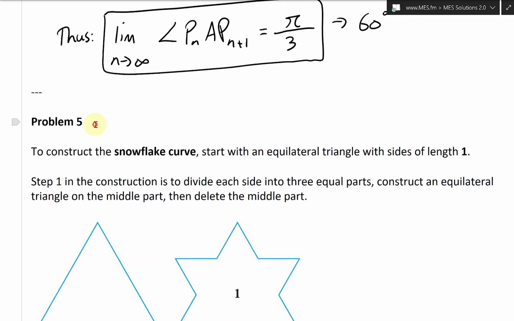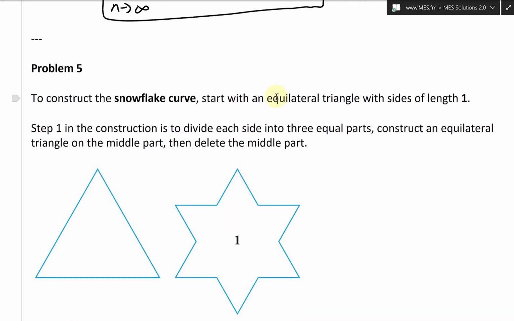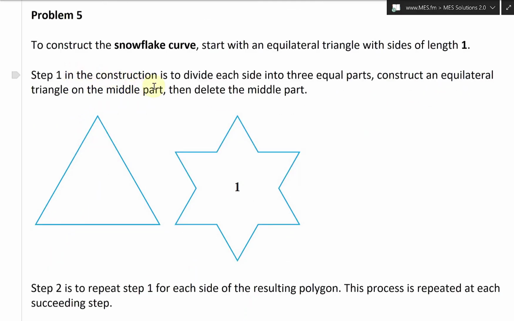Alright, so now let's take a look at problem 5. To construct the snowflake curve, start with an equilateral triangle, so all the sides are the same, with sides of length 1. Then step 1 in the construction is to divide each side into 3 equal parts, and then construct an equilateral triangle on the middle part, then delete the middle part as in this figure.